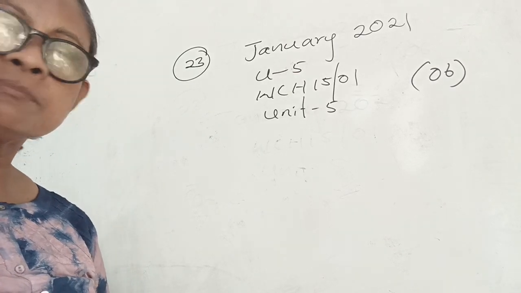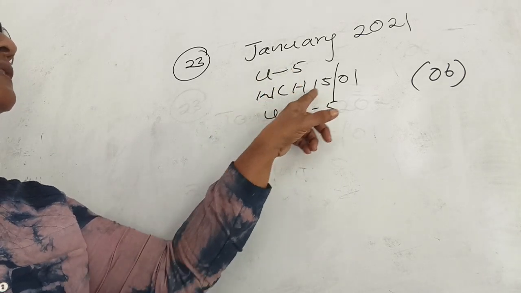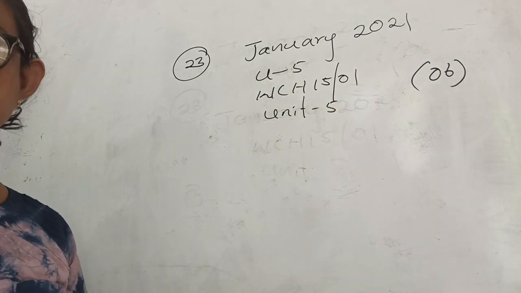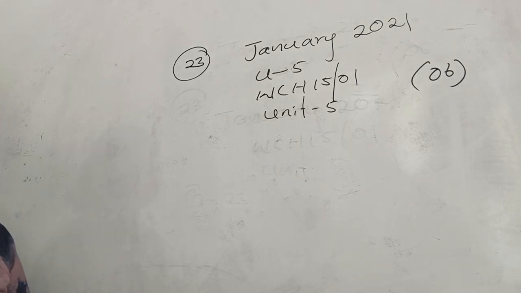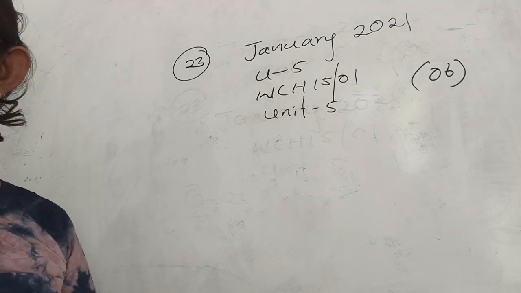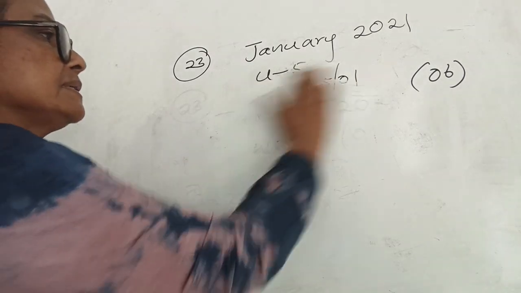With today's video, I'm going to discuss the January 2021 Unit 5 WCH15 question number 23, a 6-mark question. How to answer this question so you can get all 6 marks. It says to compare and contrast the mechanism.